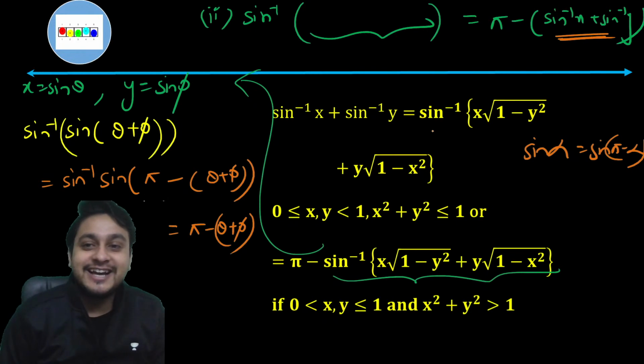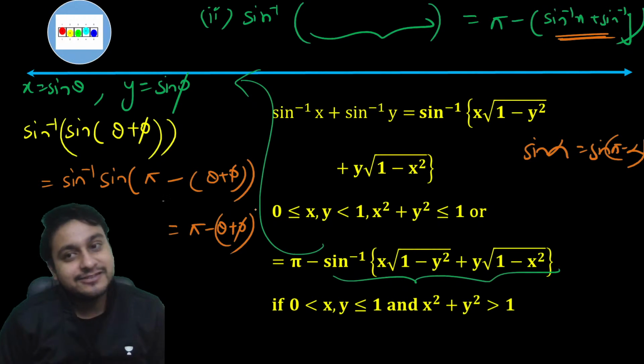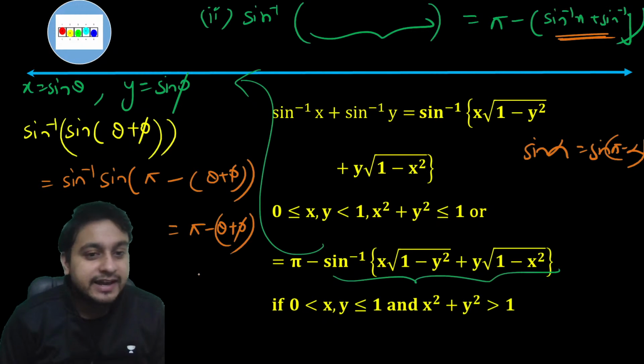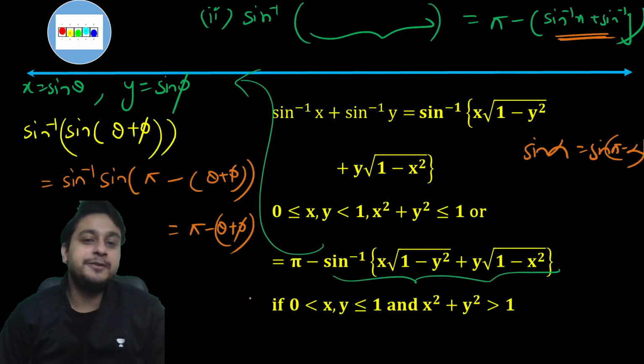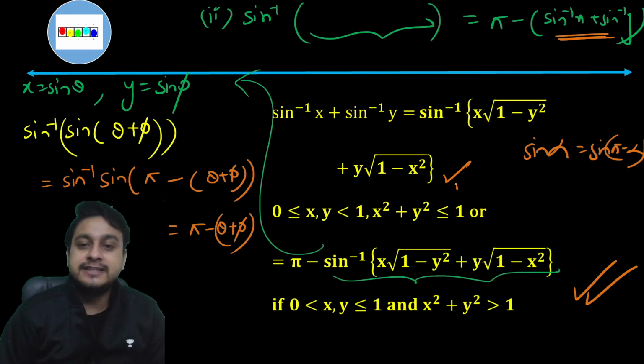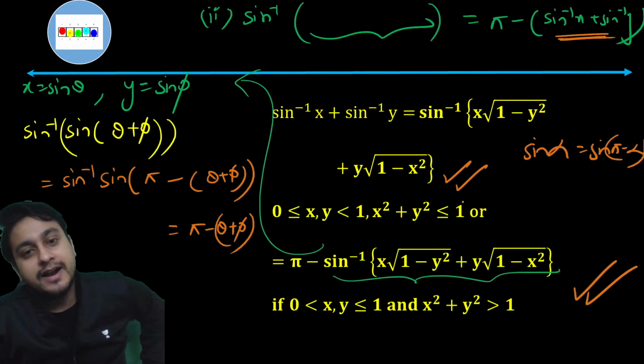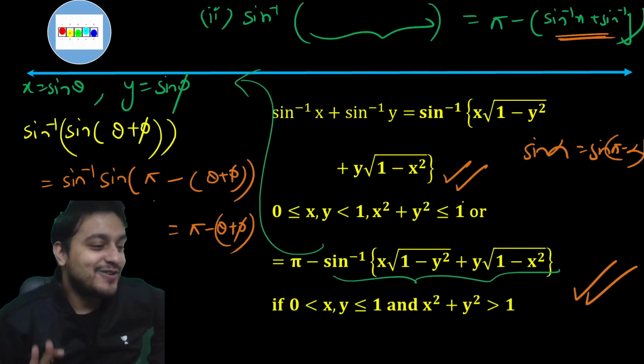This thing, because your theta is sine inverse x and your phi is sine inverse y. So guys, ultimately you have proved the second part as well. First and second part both are done. Understood, guys? So this is how we prove it. Wasn't it a difficult one?